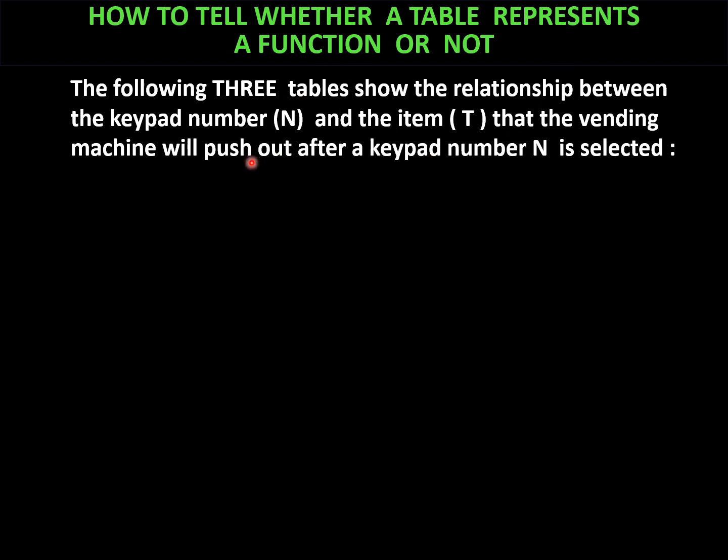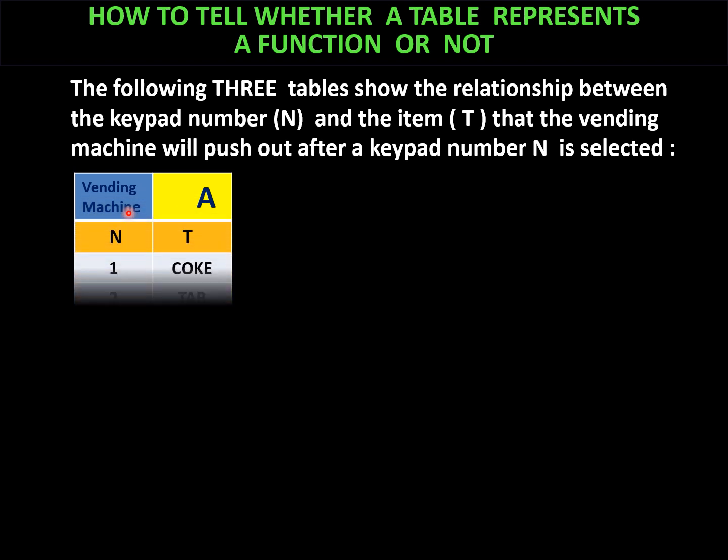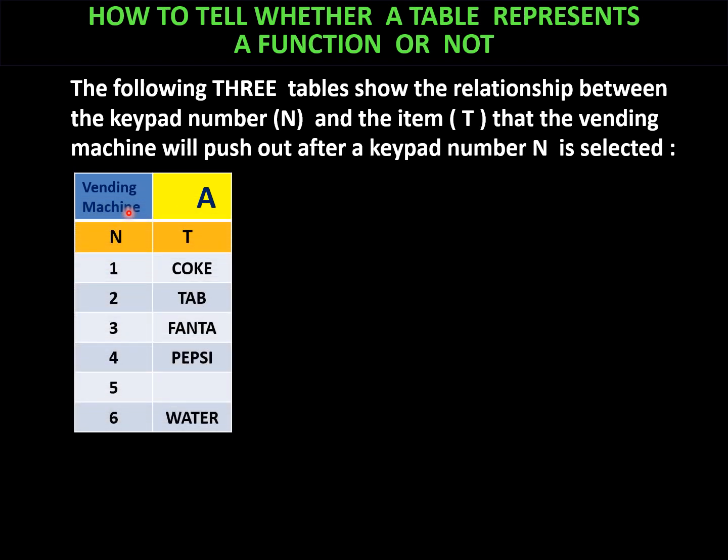We're going to look at 3 tables, actually, to show you how you can determine from the table whether that table represents a function or not. And to do this, I'm going to take a vending machine to illustrate that. Let's say we have vending machine number A. Here we have the input, which is the number that you input, and this is what you get out. So in other words, if I press 1 on the keypad after I've paid, obviously, then I'll get a Coke out. If I select 3, then I'll get a Fanta.